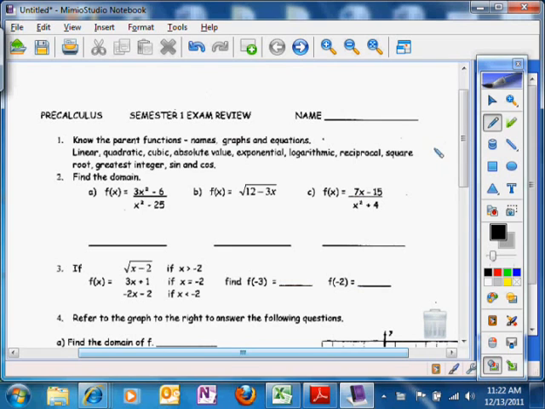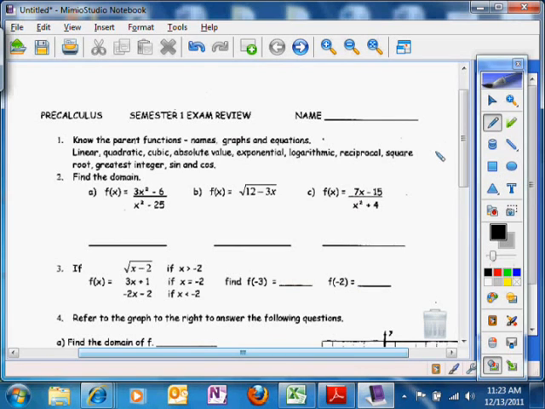Linear, quadratic, cubic, absolute value, exponential, logarithmic, reciprocal, square root, greatest integer, sine, and cosine. So you'll need to go back to that one note card that I gave you toward the beginning of the year, and you need to review those parent functions. You also are going to need to know the types of function that we just covered over the last chapter: logarithms, natural logs, and exponentials. You need to know what their graphs look like, and what their specific types of transformations look like as well.